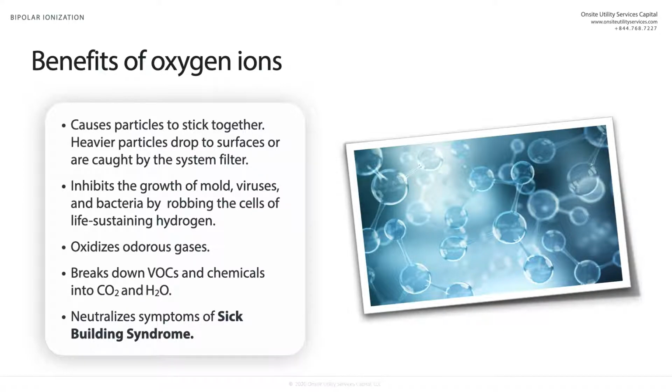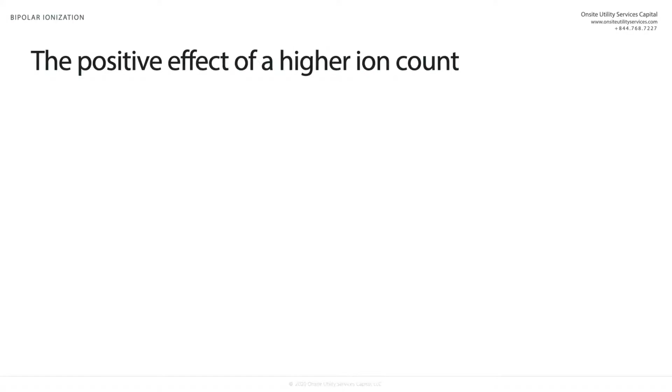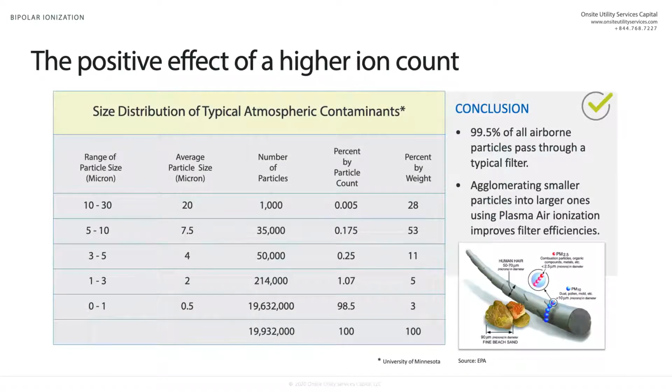They oxidize odorous gases and break down VOCs and chemicals into carbon dioxide and water, which helps neutralize symptoms of sick building syndrome. The positive effects of a higher ion count can be seen in how as much as 99.5% of all airborne particles actually pass through a typical HVAC air filter. But through ionization, these particles cluster together, called agglomeration, and form larger particles, and those have a much higher probability of being caught by your HVAC filter.